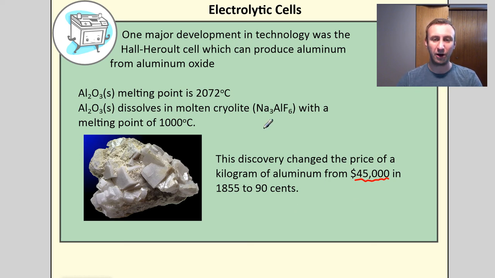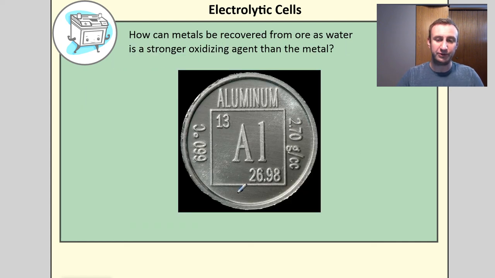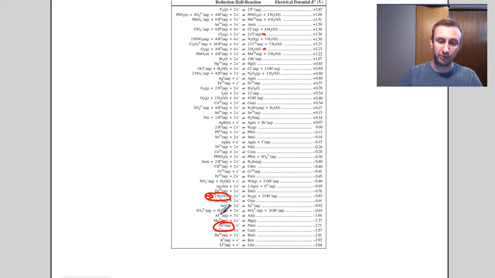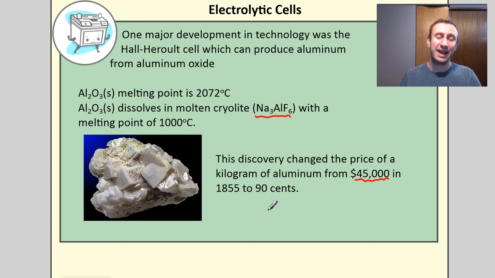The technology that allowed it to become so cheap is that they discovered that aluminum oxide dissolves really well in molten cryolite, which is Na3AlF6. You can melt this compound at around 1,000 degrees Celsius, and then the aluminum oxide will dissolve in it. Then you have aluminum ions floating around, where aluminum is the strongest oxidizing agent present. The only other thing present is sodium ion, which, if you look at our table, is below aluminum. Aluminum is here, sodium ion is here. So aluminum becomes our strongest oxidizing agent, and then we're able to reduce it to get pure aluminum.